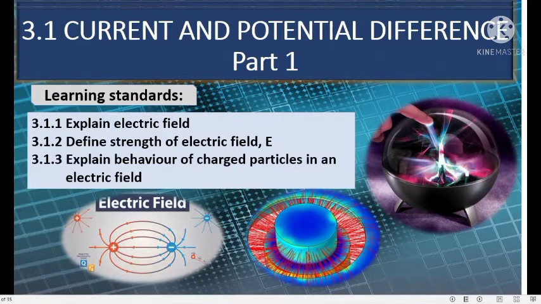Today we continue 3.1 Current and Potential Difference Part 1. In this video, I will discuss three learning standards. The first one, explain electric field. Second, define strength of electric field E. The third one, explain behavior of charged particles in an electric field.